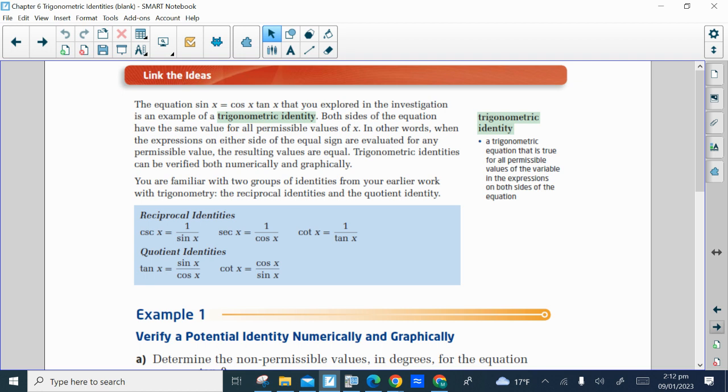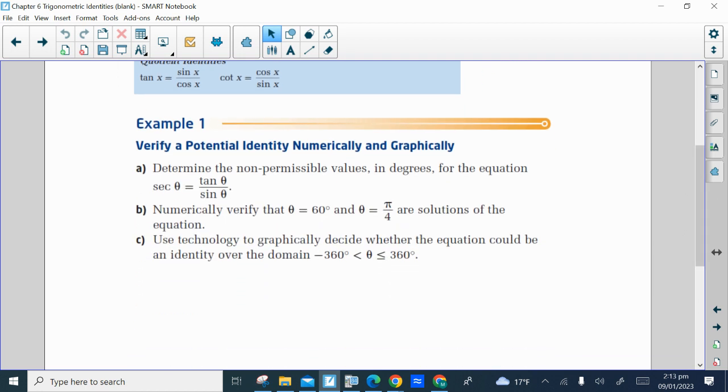We're already familiar with a couple of trig identities, and those were our reciprocal identities: cosecant is 1 over sine x. That is an example of a trig identity. Secant is equal to 1 over cosine, and cotan is equal to 1 over tan. We talked before that the tan of x is equal to sine x over cos x. We use that on the unit circle. And the cotan was the reciprocal, cos over sine. So those are examples of identities that we've already worked with before. As it said above, sometimes identities can be proved numerically as well as graphically.